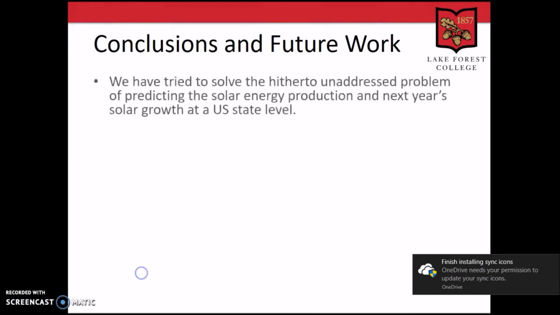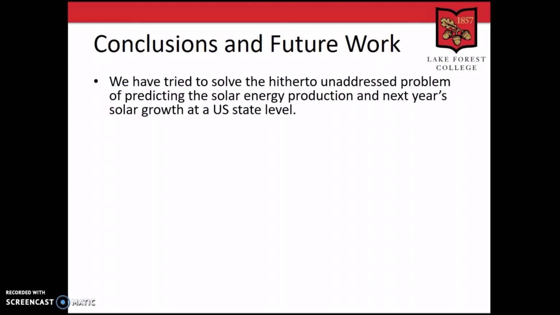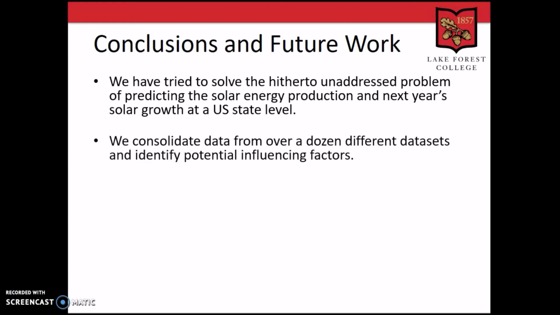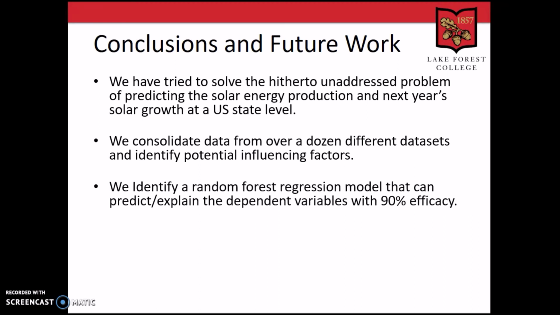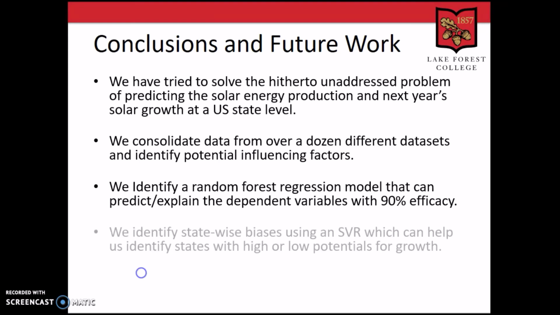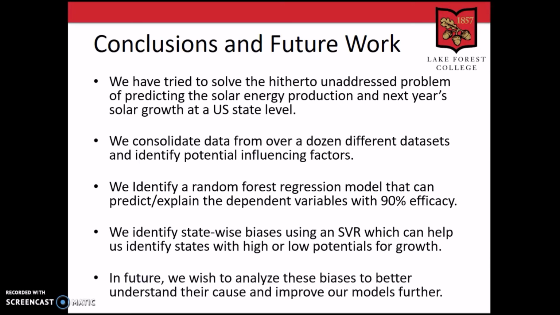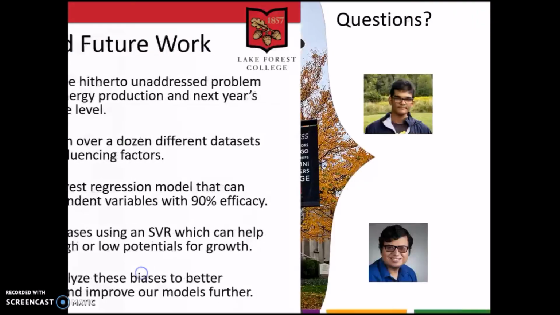To conclude, we have tried to solve the unaddressed problem of predicting the solar energy production and predicting the next year's solar growth at a US state level, and we consolidated data from over a dozen different data sets to identify potential influencing factors. We identified a random forest regression model that can predict or explain the dependent variables with 90% accuracy, and we identified statewise biases using a support vector regressor, which can help us identify states with high or low potentials for growth. In future, we wish to analyze these biases to better understand their cause and improve our models further.